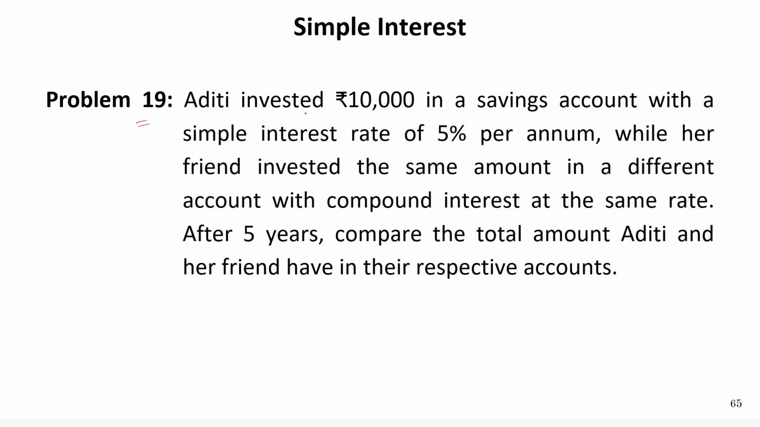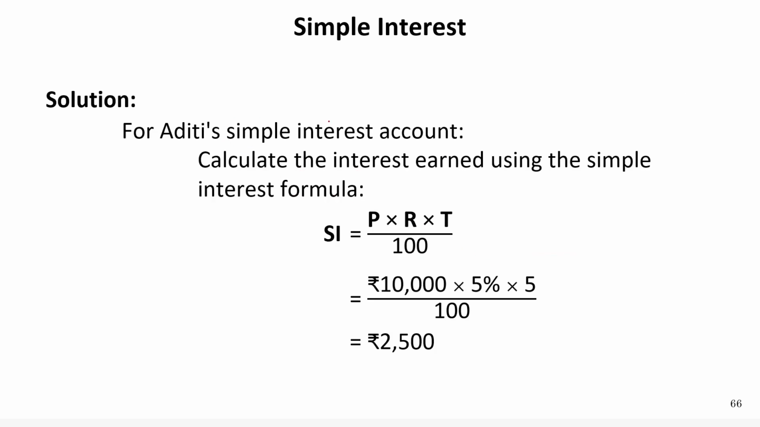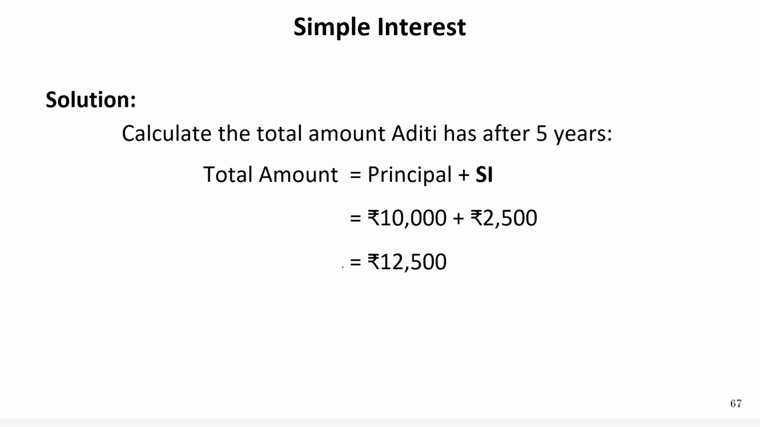So Aditi invested 10,000 in a savings account with a simple interest rate of 5% per annum, while her friend invested the same amount in a different account with compound interest at the same rate. After 5 years, compare the total amount Aditi and her friend have in their respective accounts. So Aditi's simple interest account will be what? SI is equal to PRT by 100 is equal to 10,000 into 5 by 100. So it will be 2,500. So the amount Aditi has after 5 years will be 12,500, right? Because the principal amount plus SI is equal to 12,500.